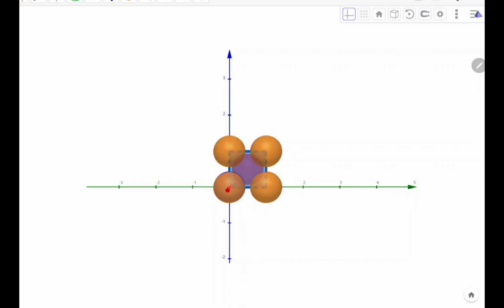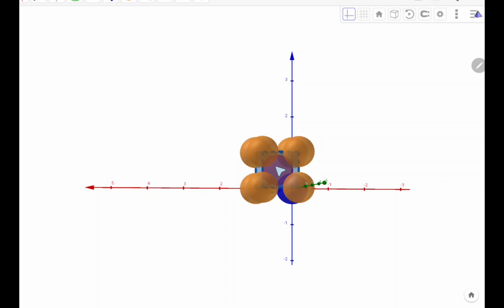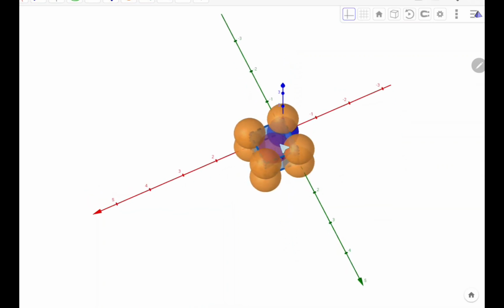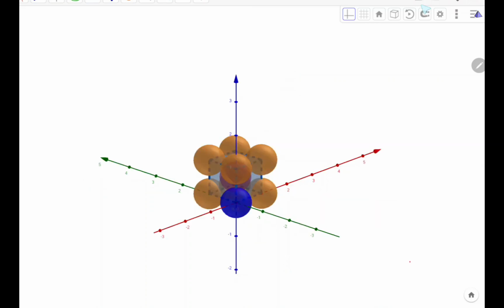Now let's find the first nearest neighbors for the BCC structure. See here, if we pick the one in the middle, there are 4 atoms on the top, 1, 2, 3, 4, and 4 atoms on the bottom, 1, 2, 3, 4. So the coordination number, or the first nearest neighbors, for the BCC crystal is equal to 8.